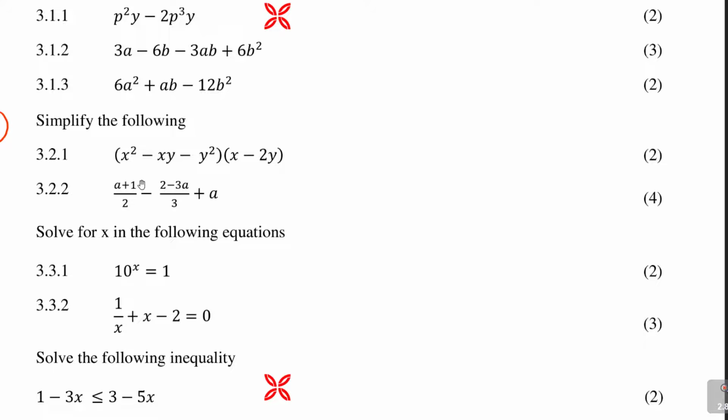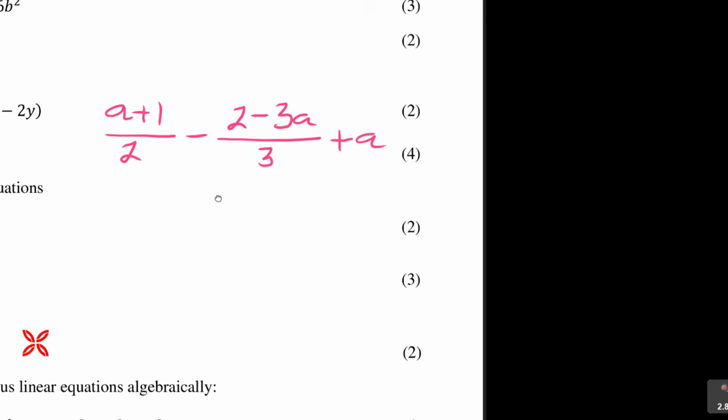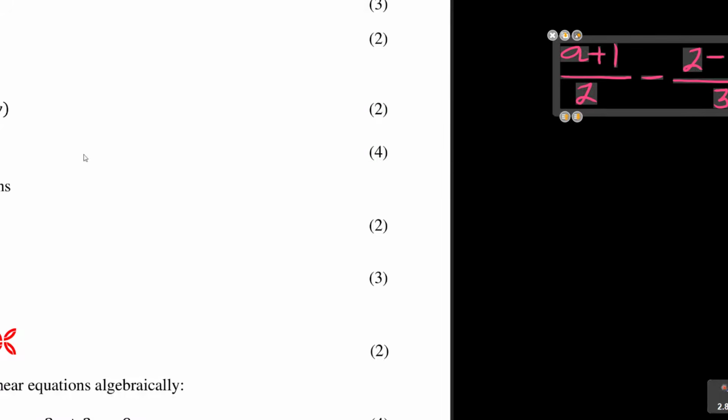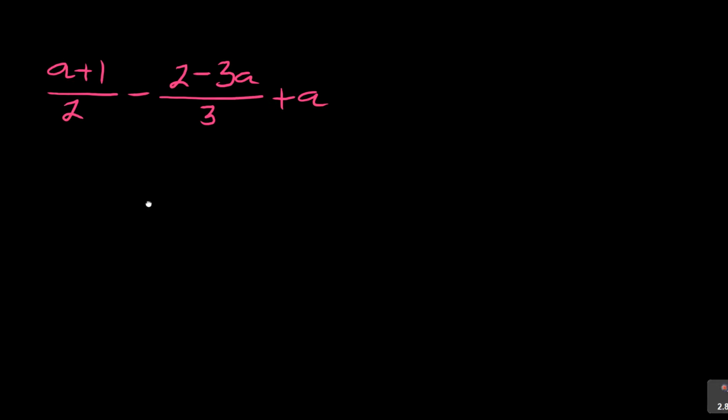Simplify the following: a plus 1 over 2 minus 2 minus 3a over 3 plus a. Let me write this down. I'm supposed to simplify this. They made it 4 marks, and my question here is, why the largest marks like that?